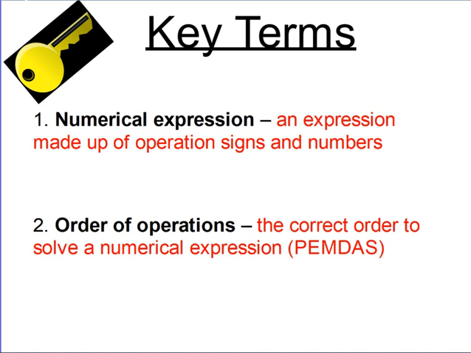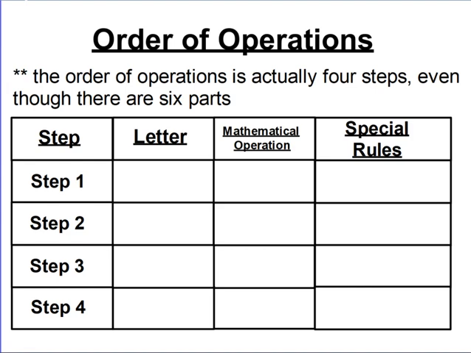Most of you guys know that as PEMDAS. We're going to replace the P with a G this year because in the past you've only used parentheses. This year we're going to introduce you to more types of grouping symbols. So, the order of operations does have 6 letters in it. However, it is only 4 steps long.